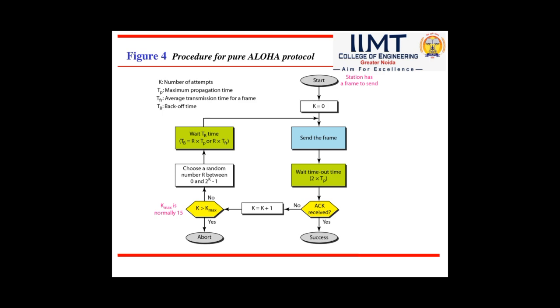So for this the maximum number of attempts is decided and it is normally 15. The station attempts 15 times to send its frame. After this, if the station does not get the acknowledgement, it will stop. So here the value of K, the number of attempts, is checked. If it is greater than the maximum, then it aborts its operation. If the number of attempts is less than the maximum number of attempts, then it chooses a random number between 0 to 2 raised to the power K minus 1. This is the time.